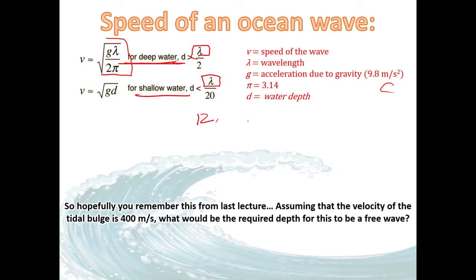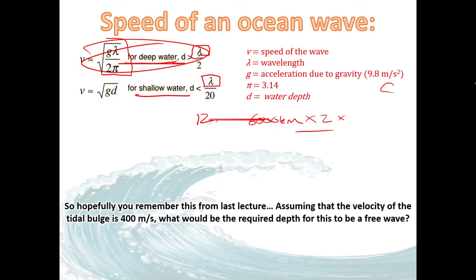It would be, I guess, 6,000 kilometers times 2 times pi. Well, I divided by 2 to get half, but suffice to say, it would probably be like 18,000 kilometers, right? So obviously we can't have a deep water wave because the oceans are not 18,000 kilometers deep. They're like 4 kilometers deep, right?